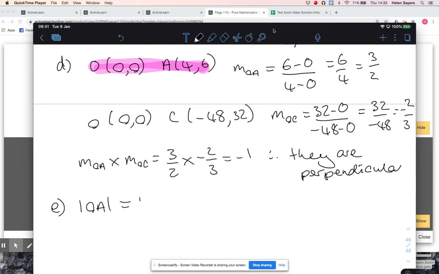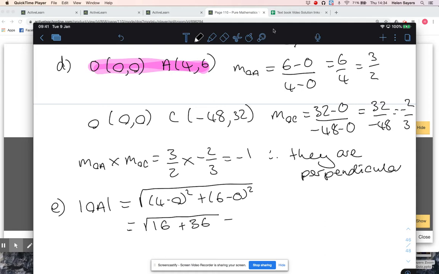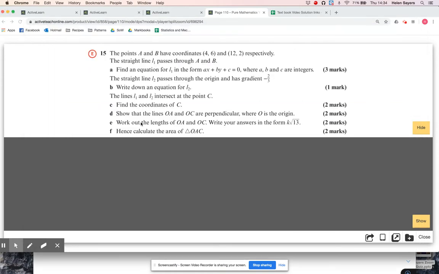That's just Pythagoras, so I'll write out the full working. It's going to be 4 minus 0 all squared plus 6 minus 0 all squared. I'm just finding the distance between those two coordinates highlighted in pink. So that is root 16 plus 36, so root 52. Obviously you can just stick this into your calculator. 52 is 4 times 13, so that becomes 2 root 13. That's the magnitude, or the length, of OA.